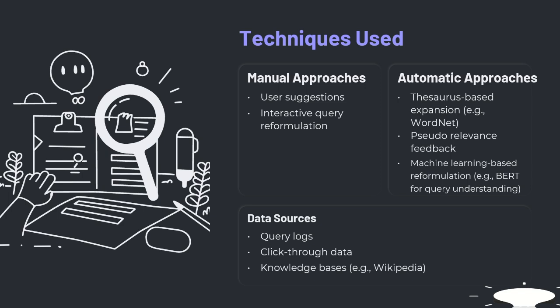Then automatic approaches, much more powerful ones. They include thesaurus based expansion, like the example of using WordNet to add synonyms. Then pseudo relevance feedback, which assumes the top results are relevant and expands the query based on them. And the third point is machine learning based reformulation.